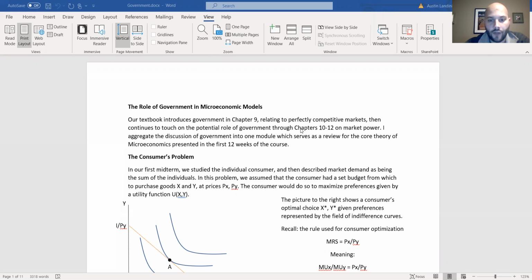So instead of covering those there, what I've done is just group all of the government intervention and the role of government into one module at the end. I think it summarizes pretty well just overall the models that we've gone through in the class.